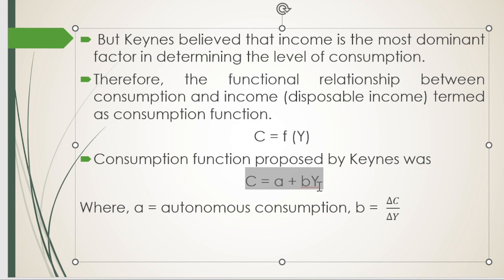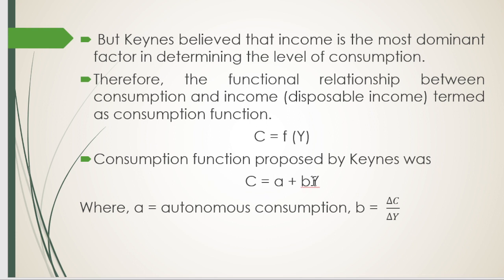In this equation, a stands for autonomous consumption. Autonomous consumption is not related to the level of income. Even if the level of income is zero, people still make a certain minimum level of consumption to sustain. That is known as autonomous consumption. And b shows how much change in consumption will occur due to a change in income level. So b represents the relationship between consumption and income level. This consumption function has been proposed by Keynes. Next we will continue in the next video.